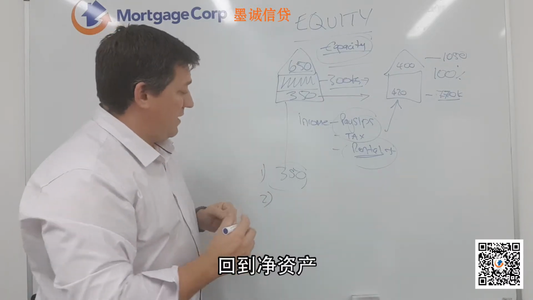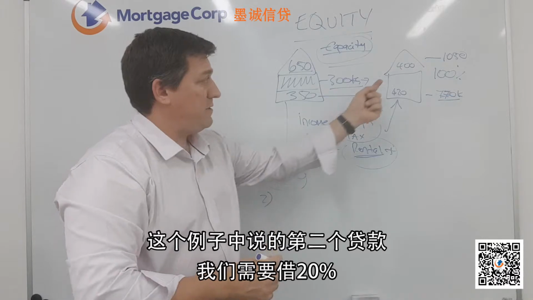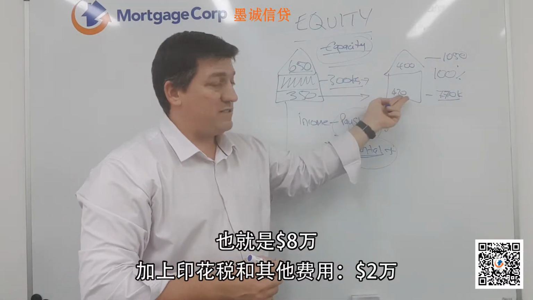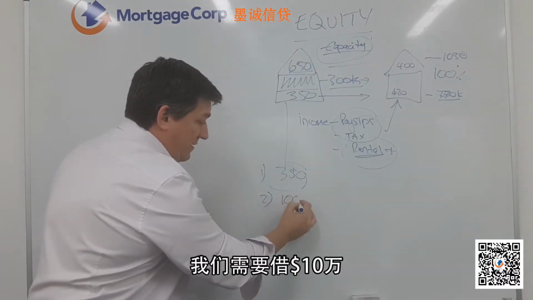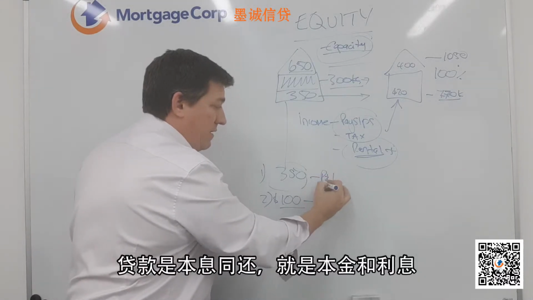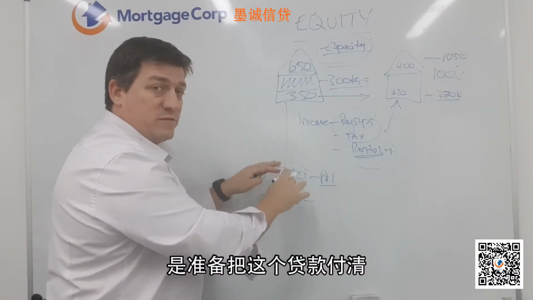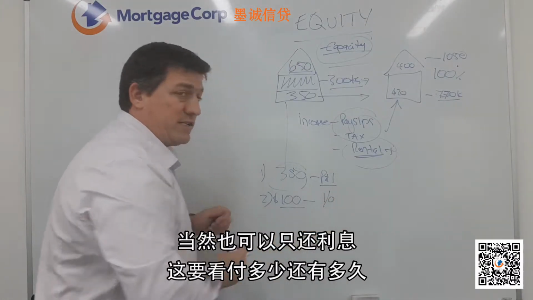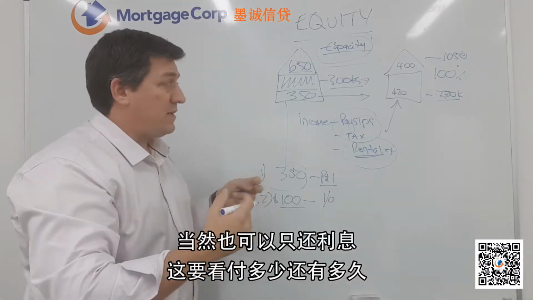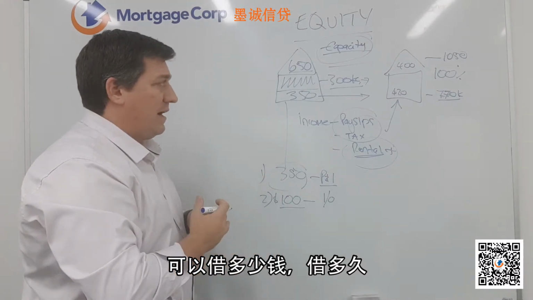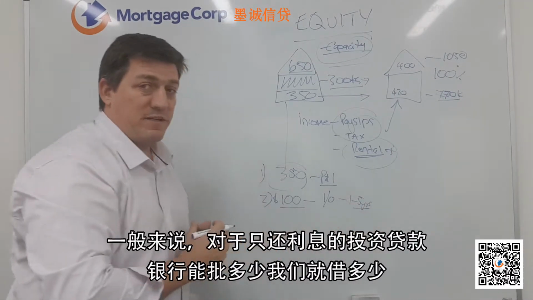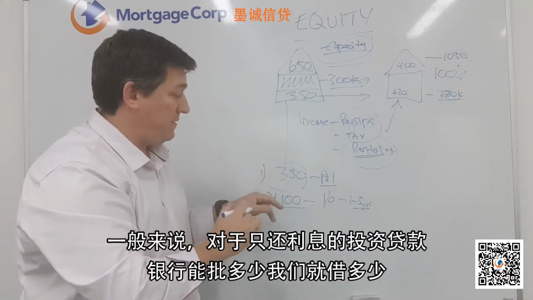But getting back to equity, the second loan in this scenario, we need to borrow 20%, which is $80,000, plus the stamp and cost, in this case $20,000. We need to put a second loan in this scenario for 100 grand. We'd set this loan up with P&I, so principal and interest payment, so you're paying this one off. This loan could potentially be interest only, depending on how much money you can borrow and for how long we need to do it for, whether it's 1 to 5 years. Generally, we try and take as much as we can on the interest only for an investment.